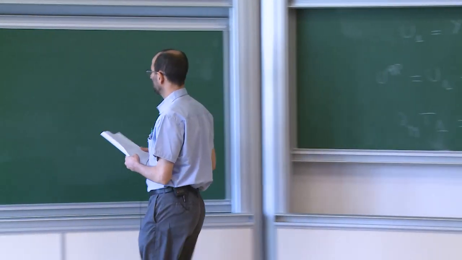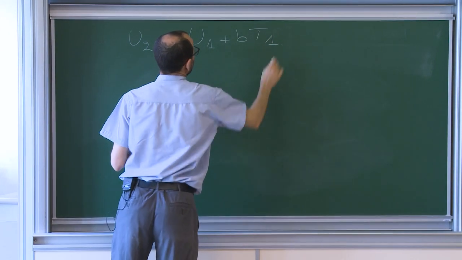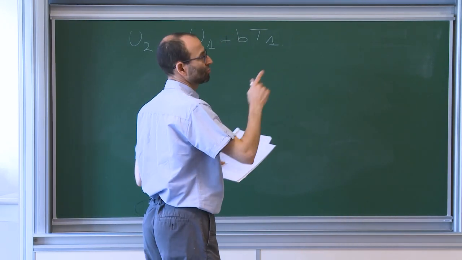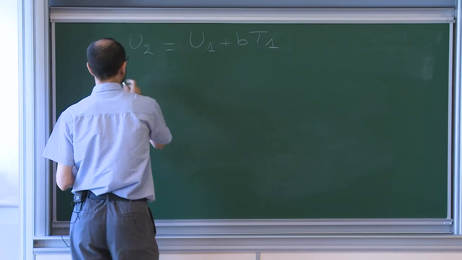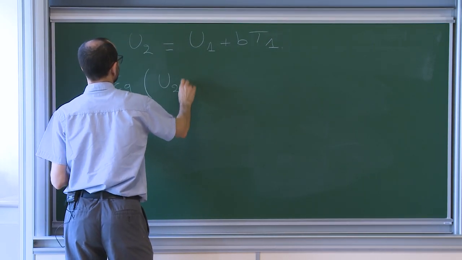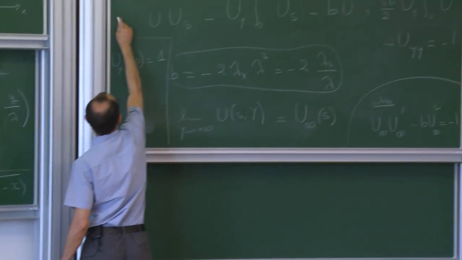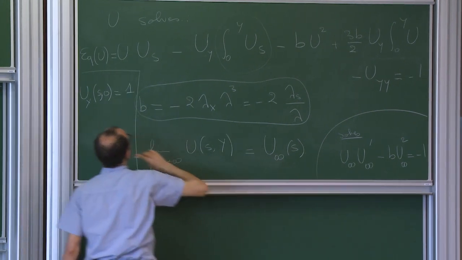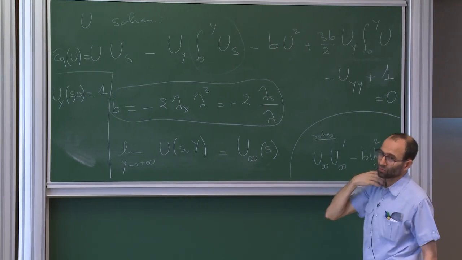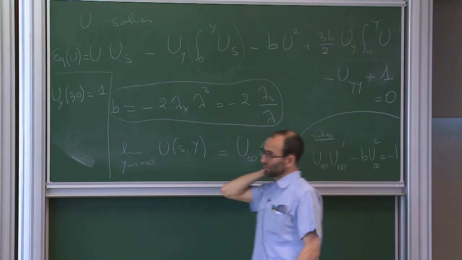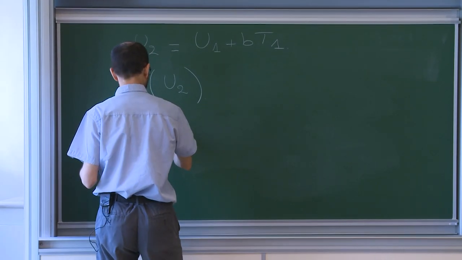So now, if I call U2 equal U1 plus BT1, and then I plug U2 in the equation. Right, I plug U2 in the equation. So I will write down the equation applied to U2. By equation of U, I mean this, plus one. Normally, what I'm trying to do is to find equation of U equals zero. So if I write down the equation applied to U2, what is the error that I find?